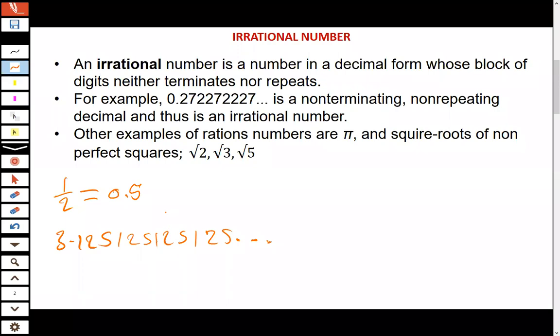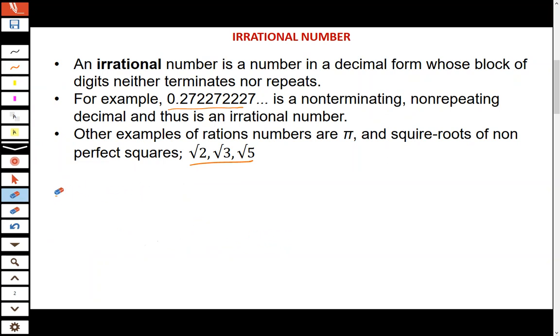Now today we're looking at irrational numbers. Any number that neither terminates nor repeats is called an irrational number. Anything that does not terminate and does not repeat is an irrational number. Some examples of irrational numbers have been given here, and there are other irrational numbers that have not been written here. So irrational numbers are just numbers that do not terminate nor repeat.